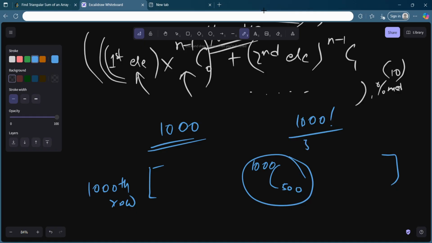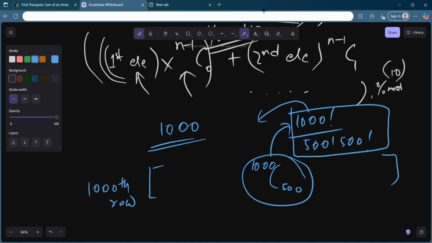This is a very large value. If you see, first of all, calculating factorial won't be feasible at all. Even if you try to calculate this directly, it will go on and on, and you cannot even store this.